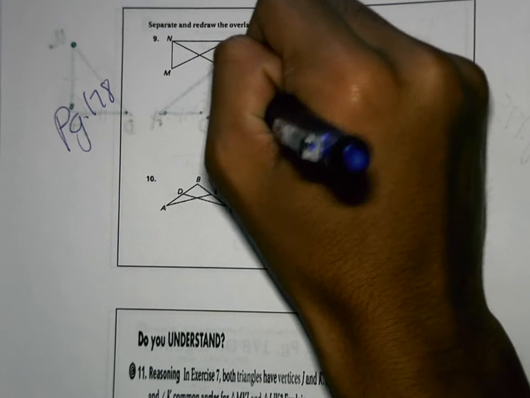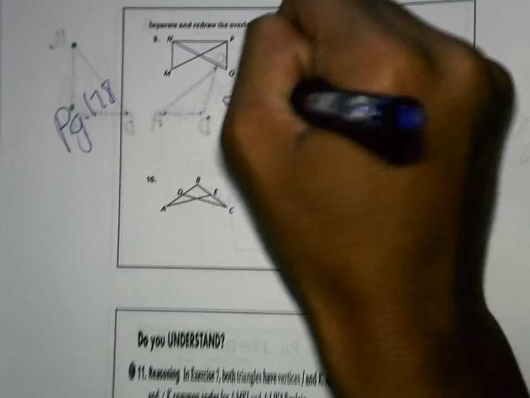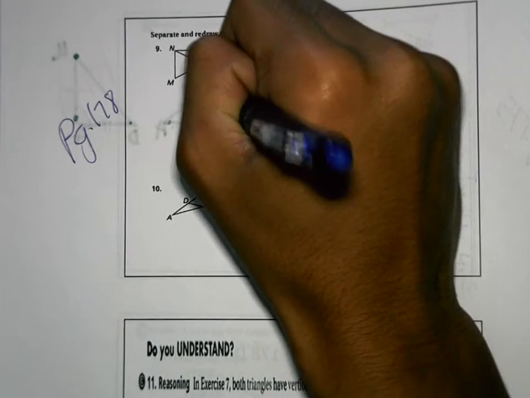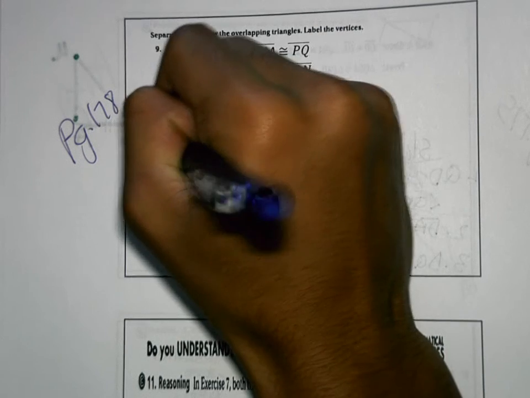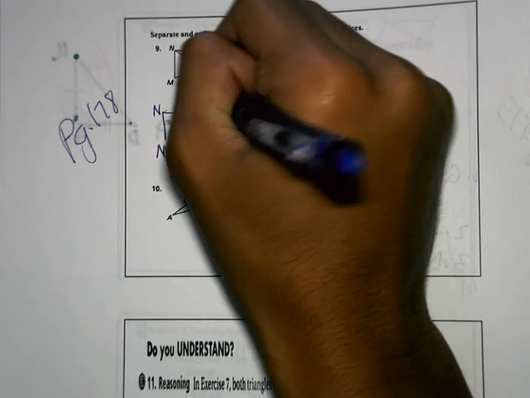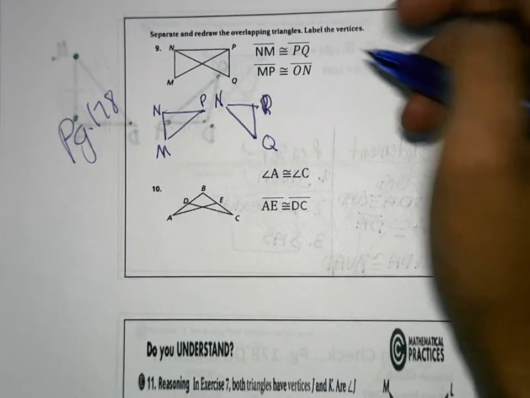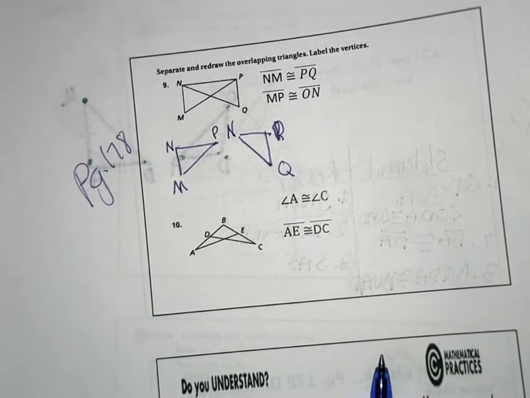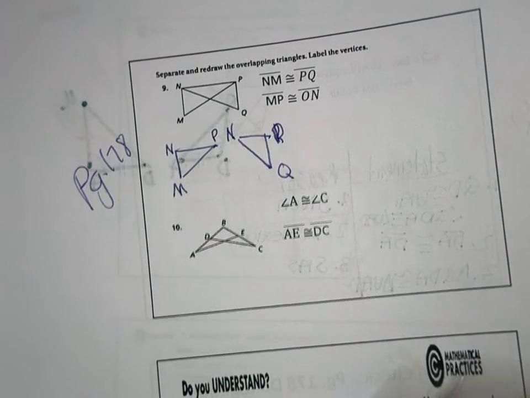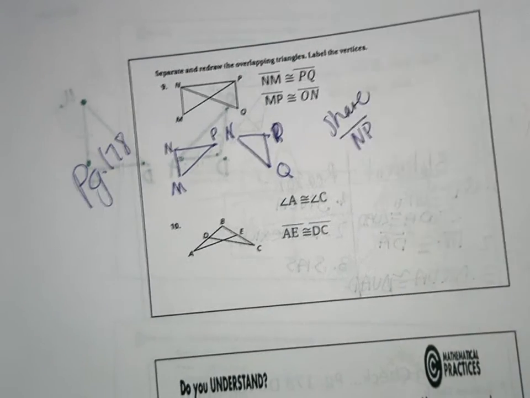You're good. You don't have to write what they share. Okay, same thing on number 10. But I guess we could. We could write that they share NP. Share side NP. Okay, so how are we going to redraw number 10?